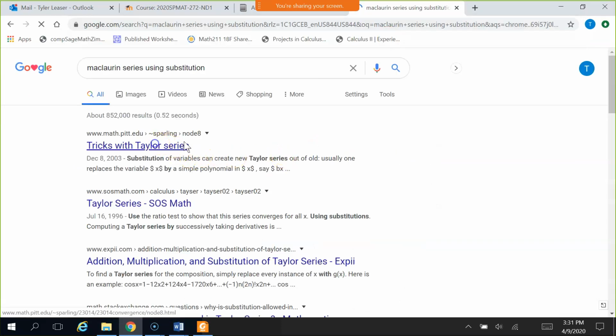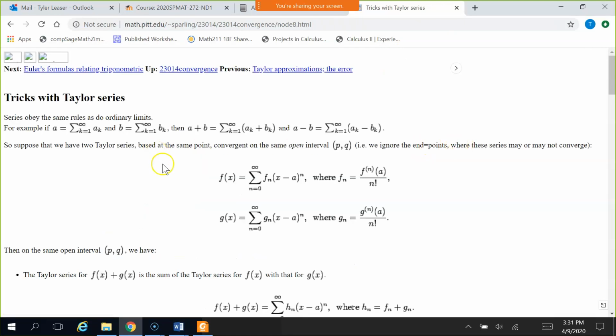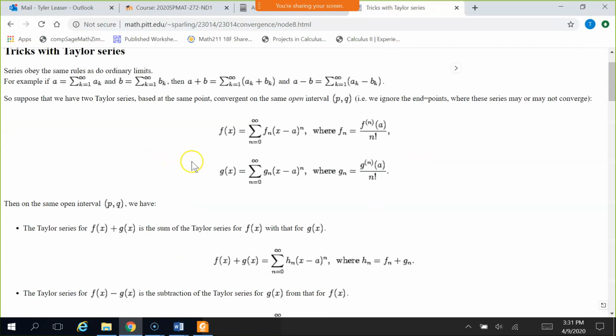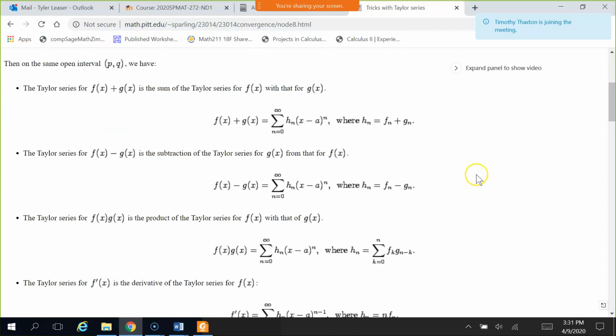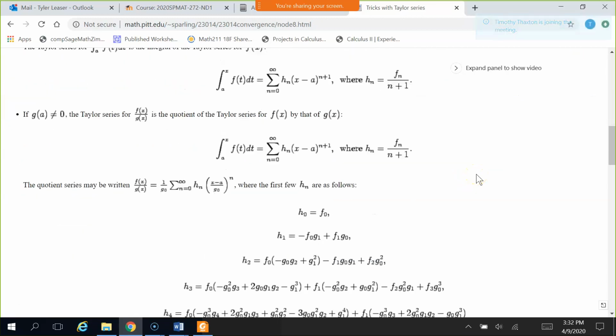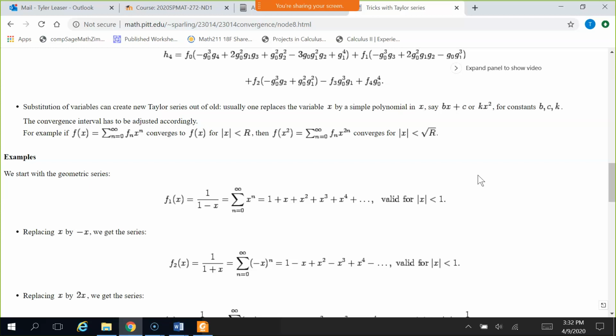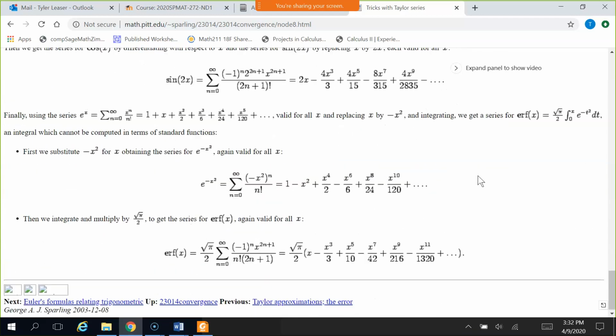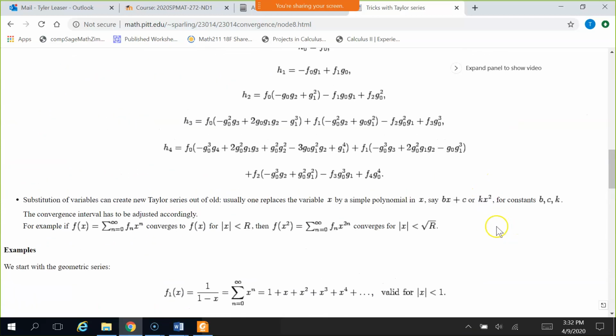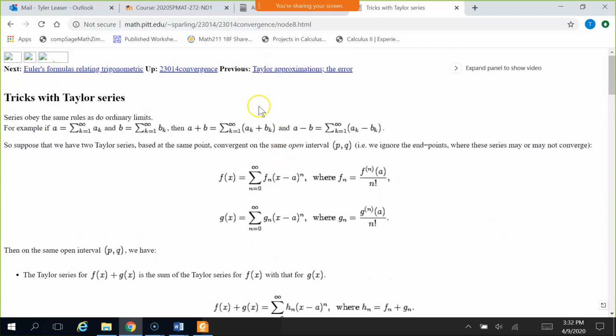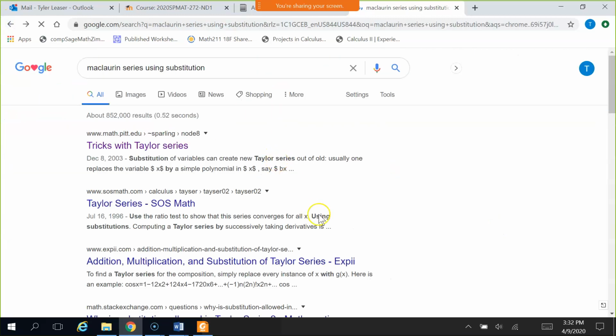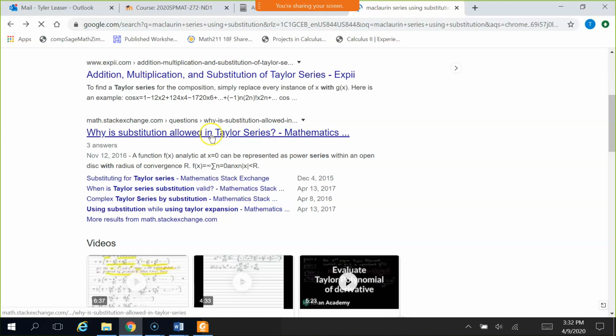Tricks with it's just a trick. I don't know. I don't feel like reading through all that right now, but it's just a trick. Don't use any special tricks.